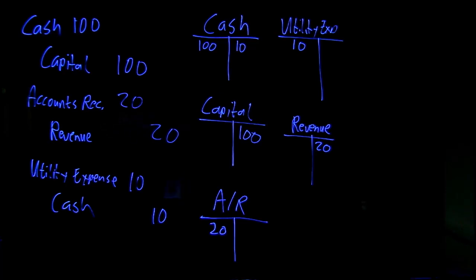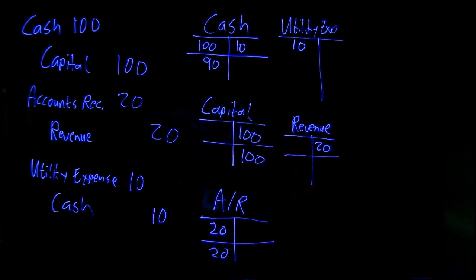So now we have our T accounts, we have our ledger, and we're going to figure out what the ending balances are. If we balance our cash T account, a $100 debit offset with a $10 credit nets to a $90 debit. Capital, our ending balance is 100, accounts receivable 20, revenue 20, and utility expense 10.